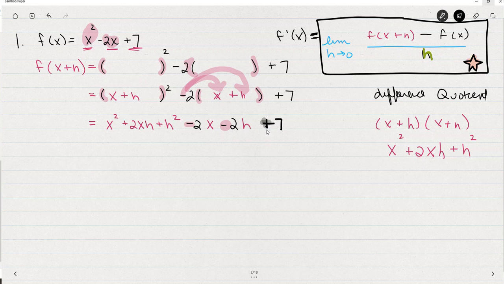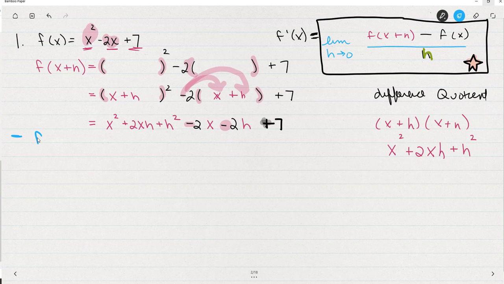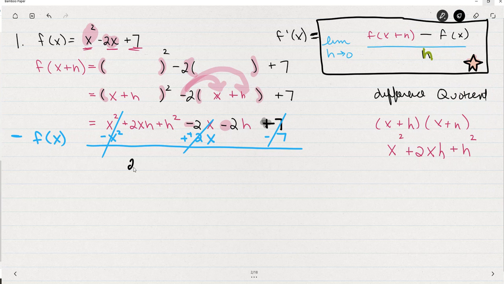What I'm going to do is then write, I'll use another color, this blue. I'm going to then write the subtraction of f of x. So I'm going to subtract x squared. I'm going to subtract -2x, but do you see that that's the same as adding 2x? And I'm going to subtract 7. So what happens is the x squared term cancels, -2x plus 2x cancels, 7 minus 7 cancels, and we're left with 2xh plus h squared minus 2h.